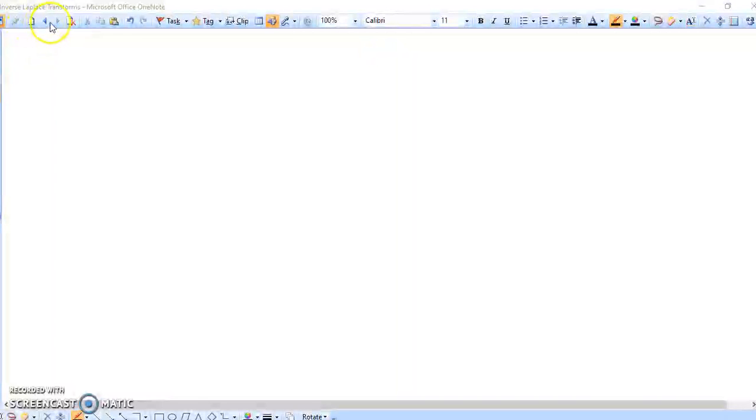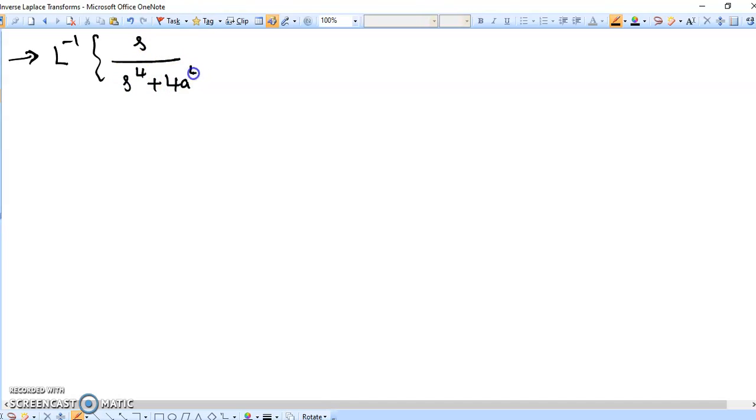Okay, as a continuation to my previous video, I would like to add one more problem where we use the first shifting theorem along with the partial fraction technique. Okay, for this let us look at an example here. Now we would like to calculate the inverse Laplace transform of s by s power 4 plus 4a power 4.